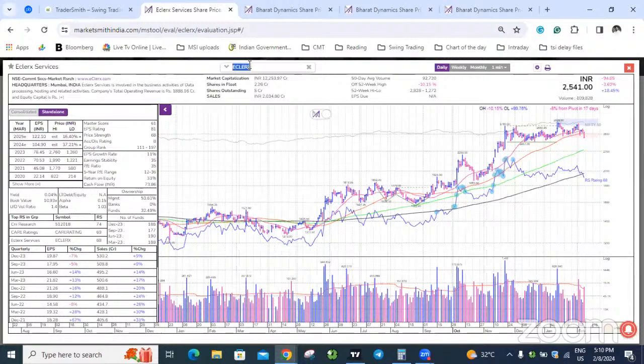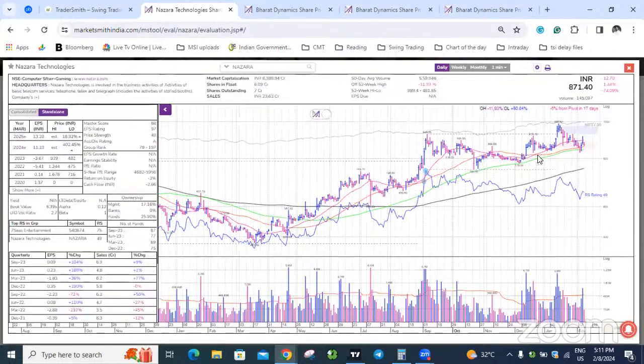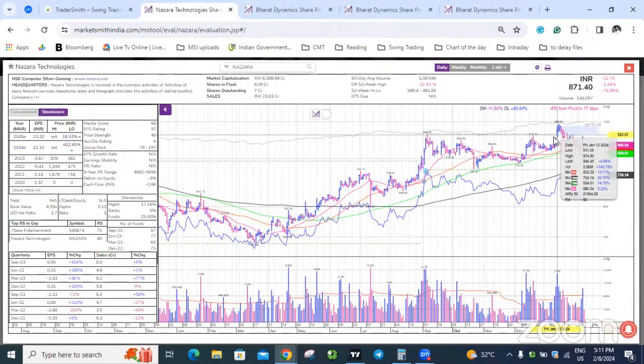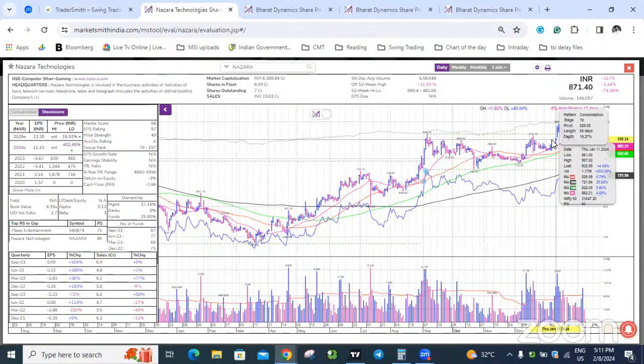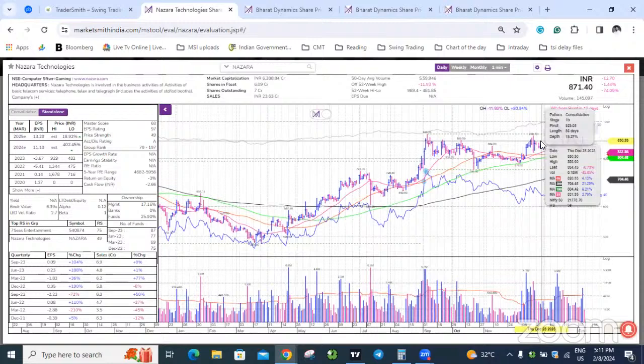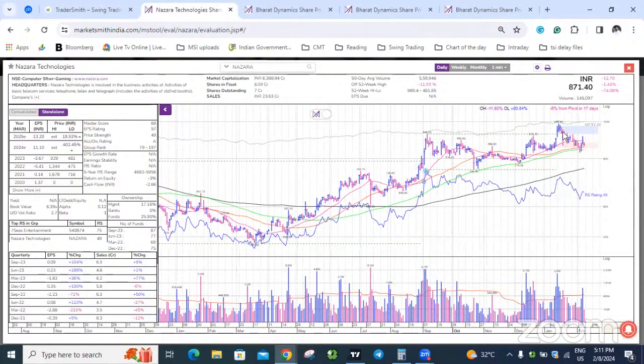And the next one is Nazara. The stock is trading sideways. Even this stock has given a very good breakout. The earlier breakout level was around 890. After that breakout, it retested the breakout level and is testing its 100 DMA. If you observe the last couple of times it has tested that 100 DMA, there was a good bounce back from that level.